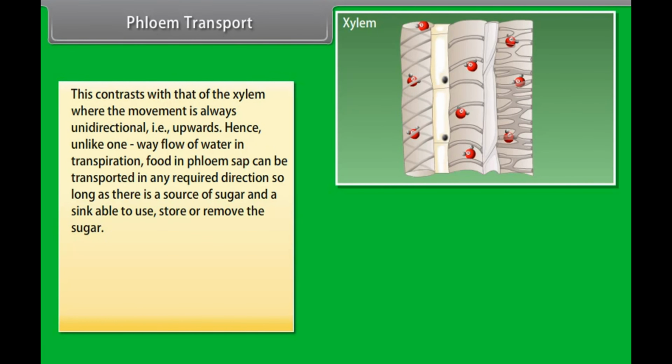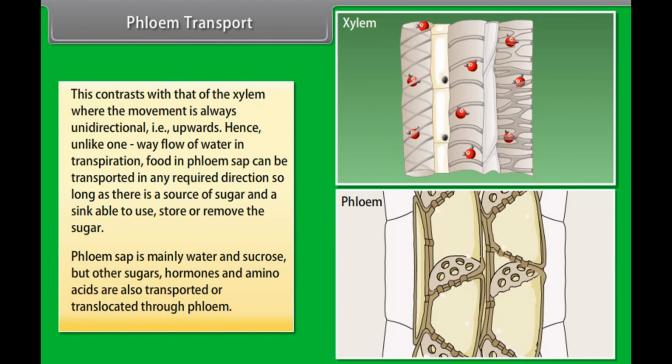Hence, unlike one-way flow of water in transpiration, food and phloem sap can be transported in any required direction, so long as there is a source of sugar and a sink able to use, store, or remove the sugar. Phloem sap is mainly water and sucrose, but other sugars, hormones, and amino acids are also transported or translocated through phloem. Pressure flow or mass flow hypothesis.